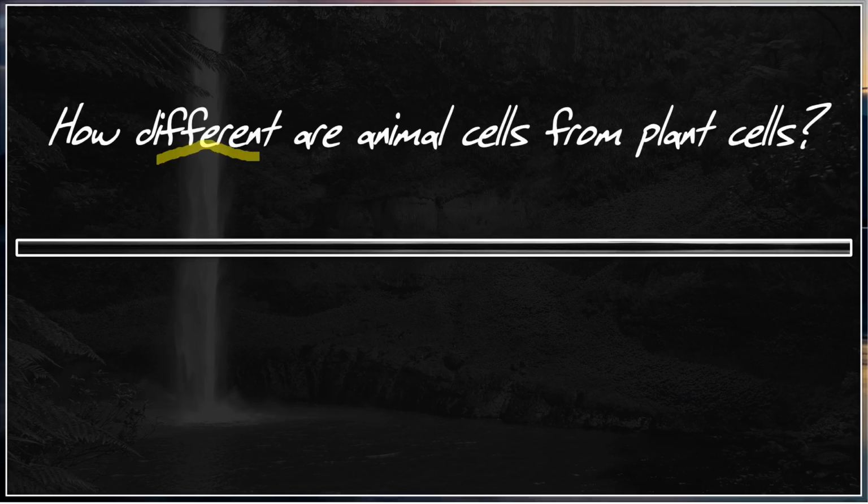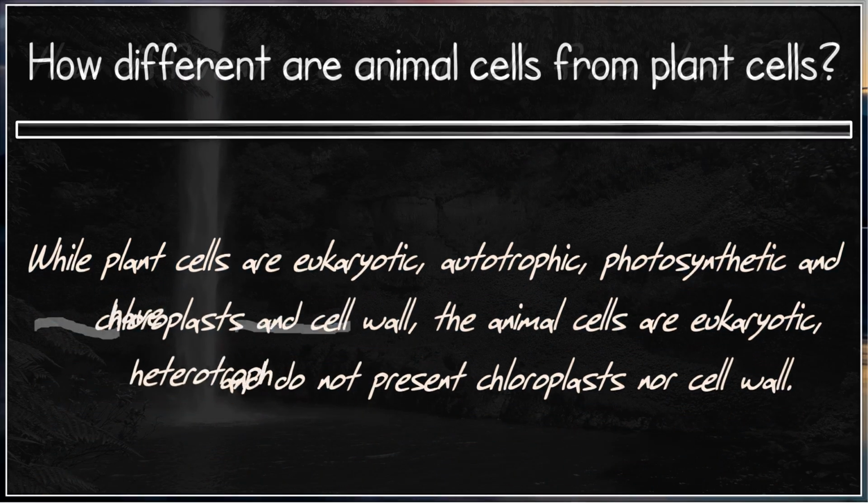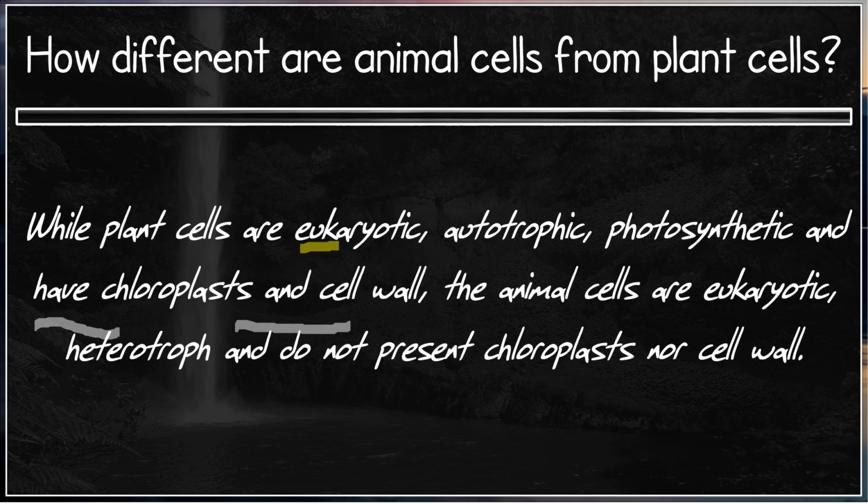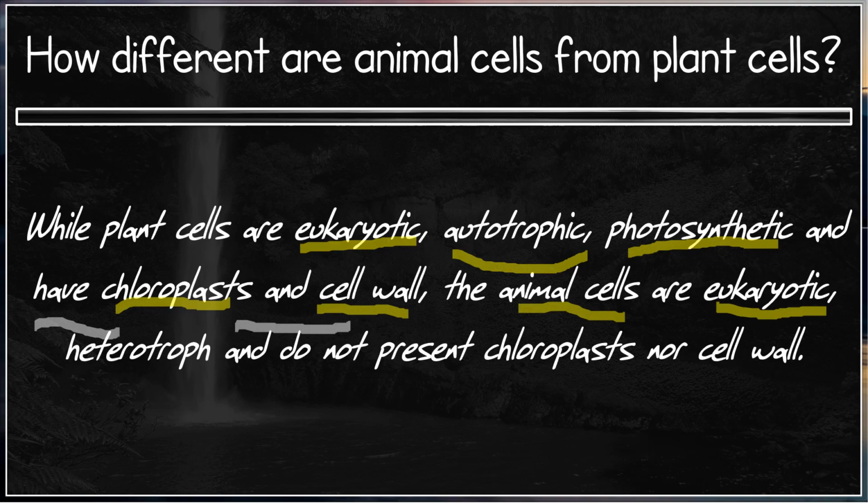How different are animal cells from plant cells? While plant cells are eukaryotic, autotrophic, photosynthetic, and have chloroplasts and cell wall, the animal cells are eukaryotic, heterotrophs, and do not present chloroplasts nor cell wall.